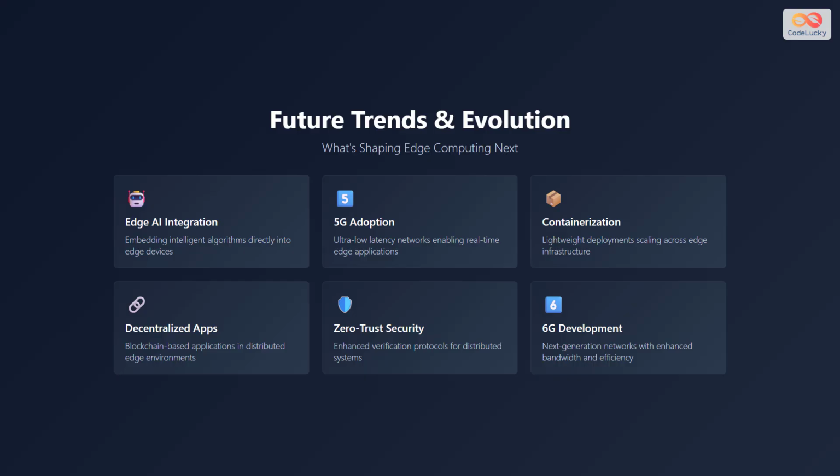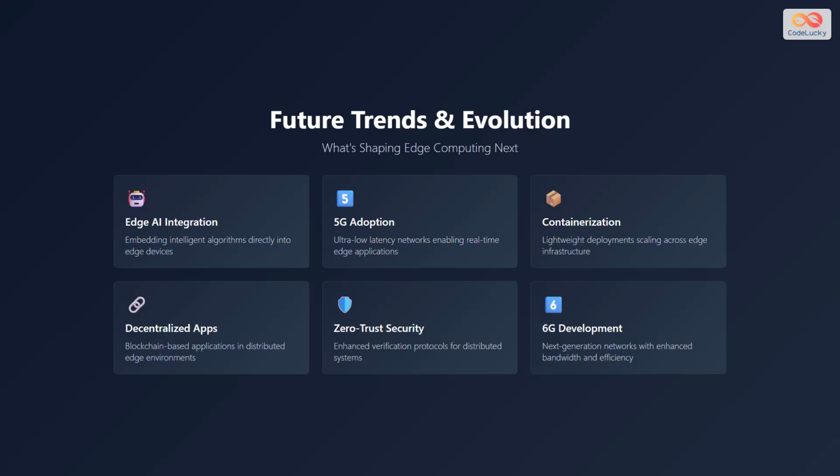Edge computing is evolving rapidly in several exciting directions. First, edge artificial intelligence integration. Machine learning algorithms are being embedded directly into edge devices, allowing them to make intelligent decisions locally without sending data to the cloud. Second, 5G adoption is accelerating edge computing deployment. 5G networks provide ultra-low latency and high bandwidth, making edge applications faster and more reliable.